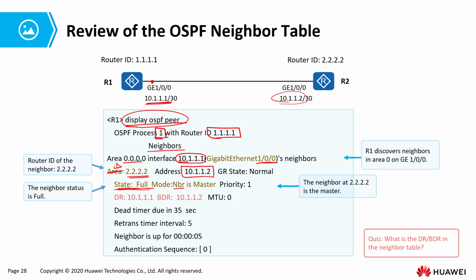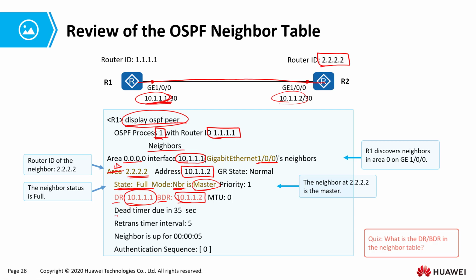And my neighbor, router 2, is the master. Why? Because he has a larger router ID than mine. The designated router for our OSPF is 10.1.1.1. That is myself. And the backup designated router is 10.1.1.2. That is the other side. What do we notice from here? Well, between any two links, point to point, we are going to need some kind of designated router. This is some kind of point to point network.